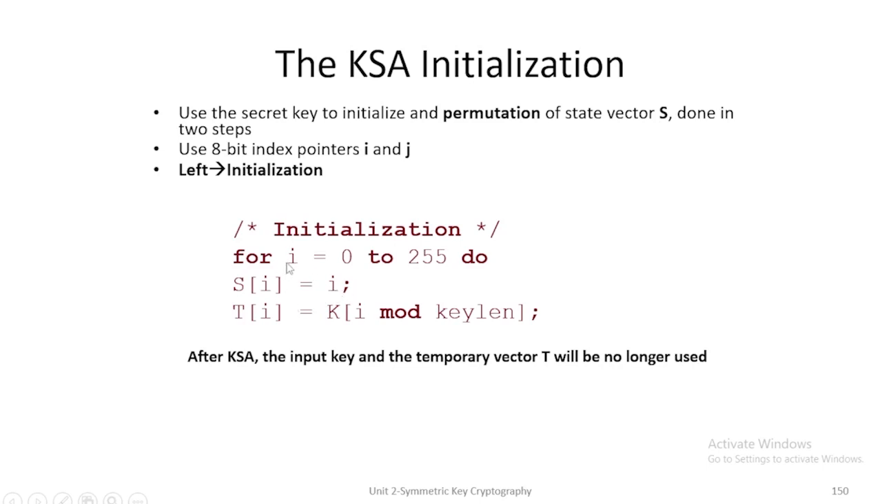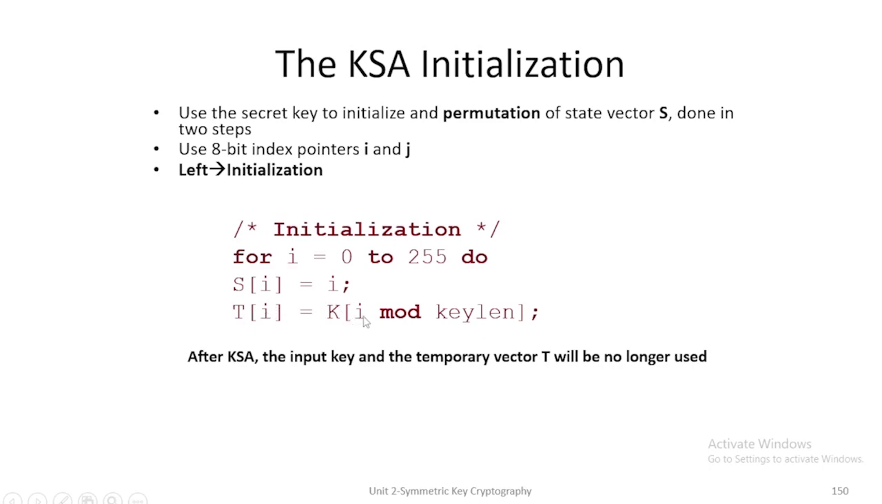This is written in C code, and we use a temporary vector T. This temporary vector is used for permutation purposes. It is initialized with the bits available in the secret key. Here capital K is the secret key, which contains a minimum of 8 bits to a maximum of 2048 bits. We don't know the key length, so we only take the minimum value for initialization of T[i].